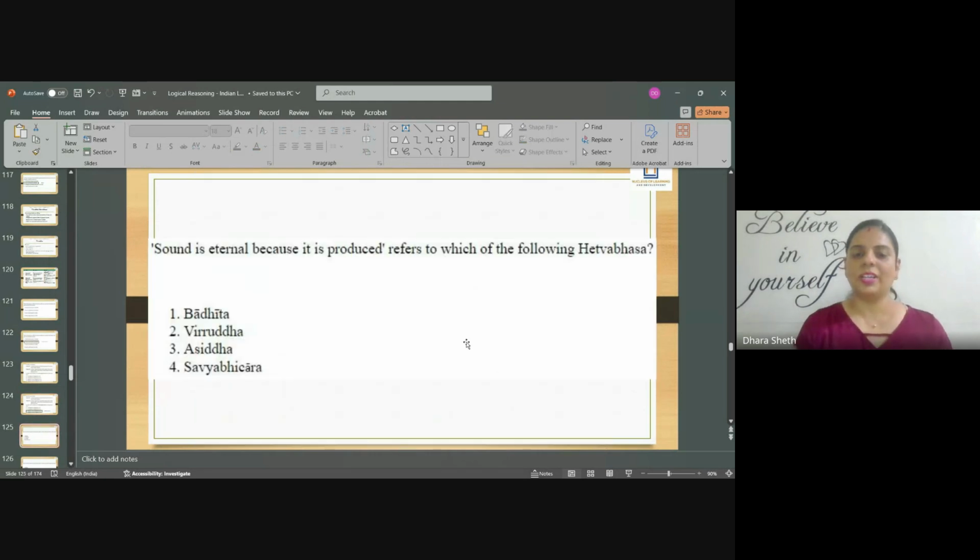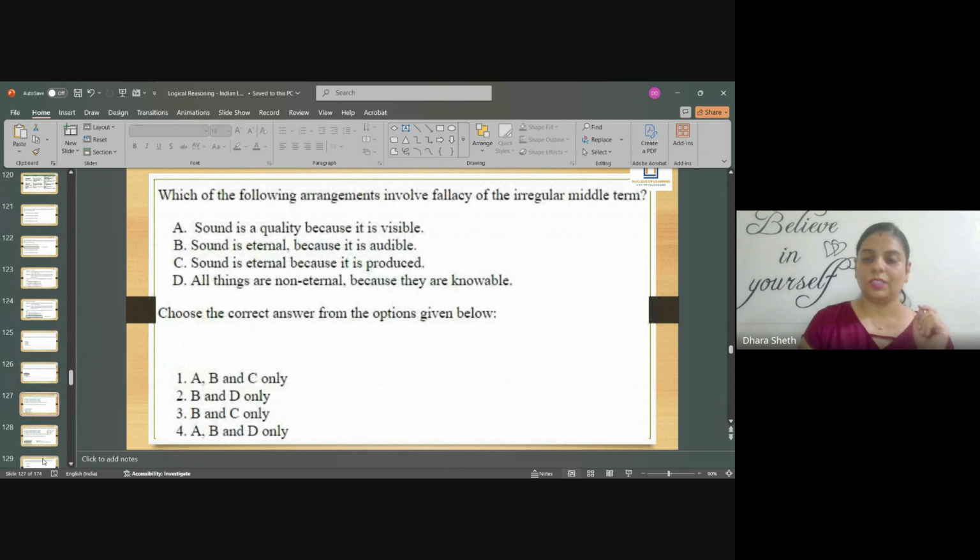Next. Sound is eternal because it is produced. Refers to which Hetvabhasa? Same statement being repeated again. The answer is Viruddha. Okay. Next. Fallacy of the irregular middle term. Sound is a quality because it is visible. Sound is eternal because it is audible. Sound is eternal because it is produced, and all things are non-eternal because they are knowable. You have already seen all these statements.